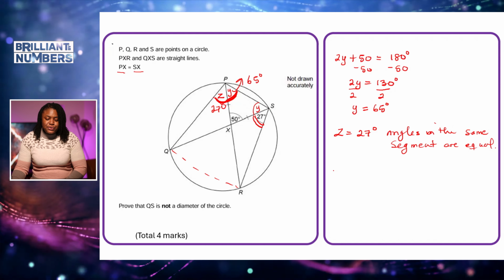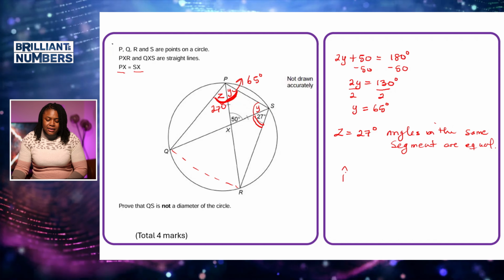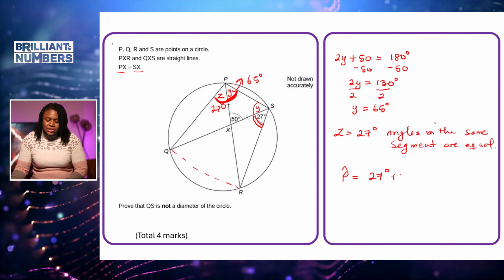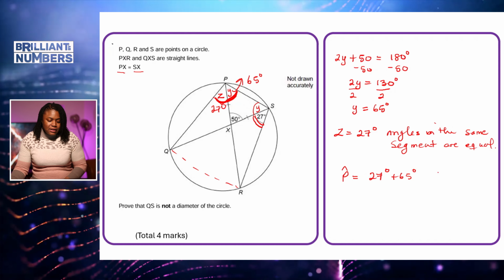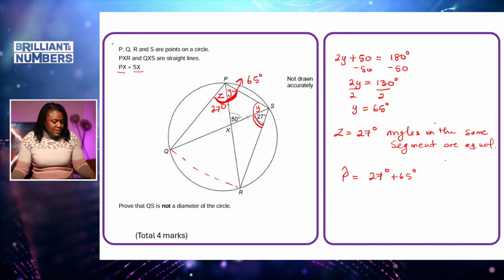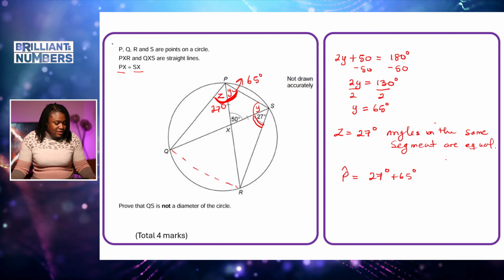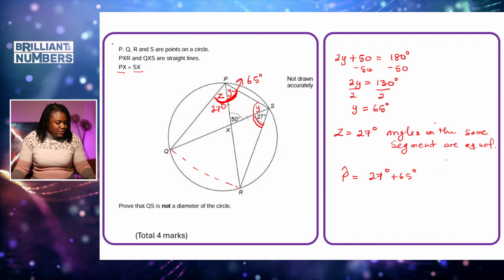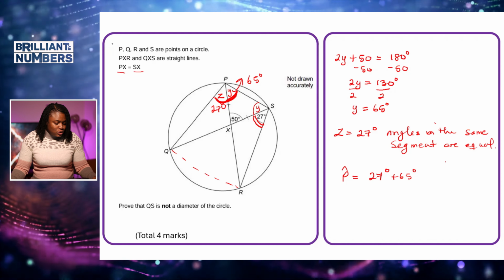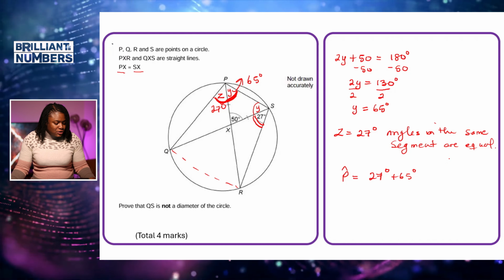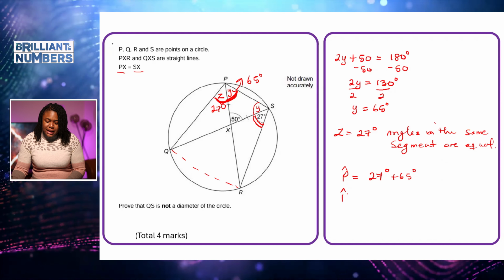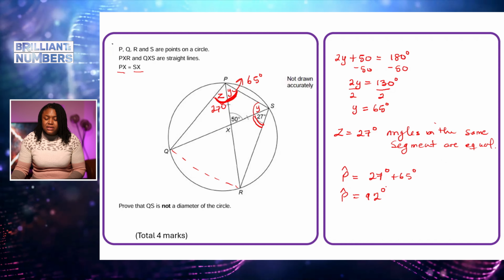And then I'm going to prove that angle at P is equal to 27 degrees plus 65 degrees. So I'm just going to quickly put that in my calculator, and then we'll see that it's not 90 degrees, because that's what we're trying to prove. So therefore, 27 plus 65 gets us to 92. So the angle at P is 92 degrees.